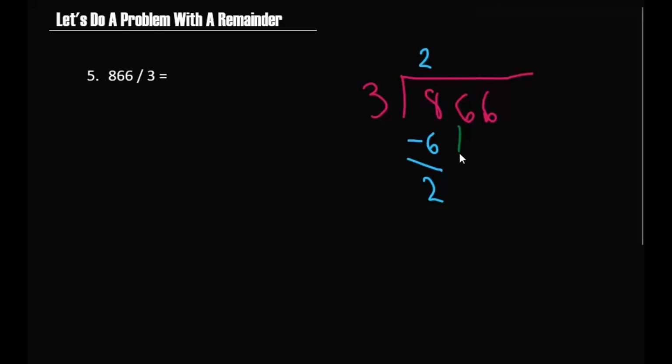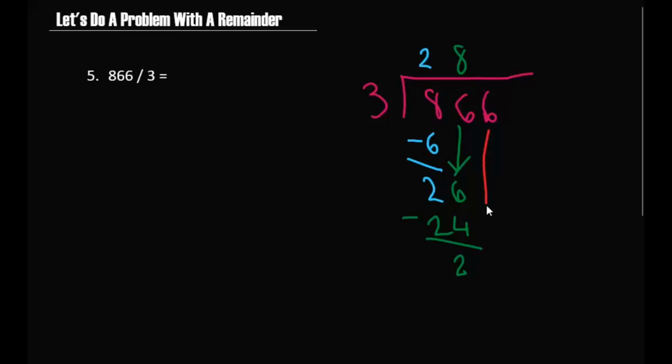Now we're just going to bring the 6 down. That makes our number 26. 3 goes into 26 8 times. So we're going to write an 8 up here. 3 times 8 is 24. So we're going to subtract 24 from 26. 26 minus 24 is equal to 2.